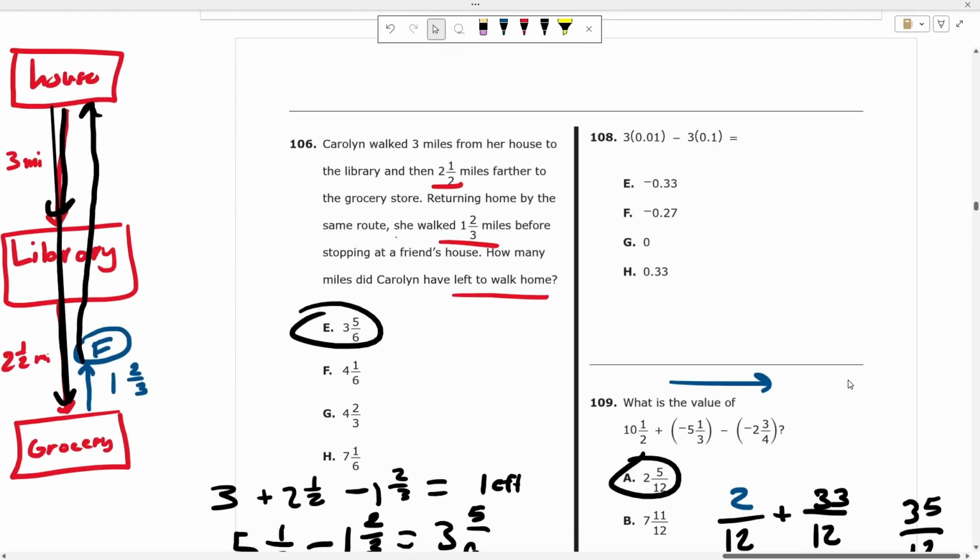So 109 is choice B. Oh, and I entirely skipped 108 by accident. Okay, so number 108 is even easier than this. It's just asking you to multiply 3 times 0.01. 3 times 0.01 is 0.03, and you're subtracting that from 3 times 0.1, which is 0.3. So your answer is going to be negative, and it's going to be negative 0.27.